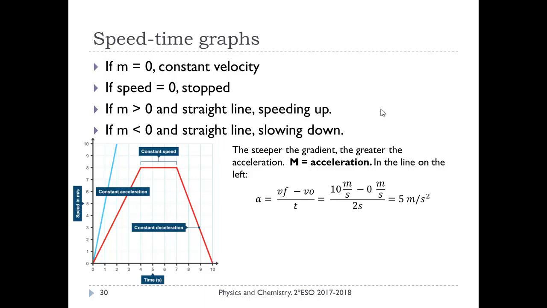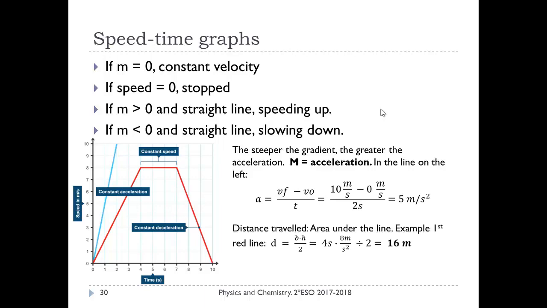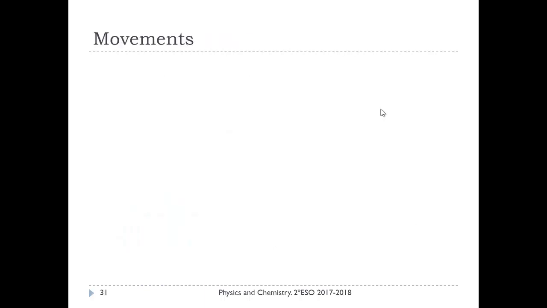So we could be saying that we have an acceleration of 5 meters per second squared. And the distance traveled is the area under the line. For example, on the first red line until the constant speed would be a triangle, which would be base times height divided by 2. So we have 4 seconds times 8 meters per second squared divided by 2. So that would leave us 16 meters. So that's what we've traveled.